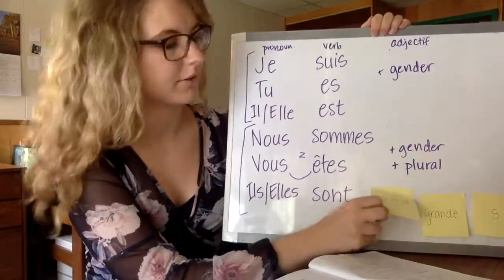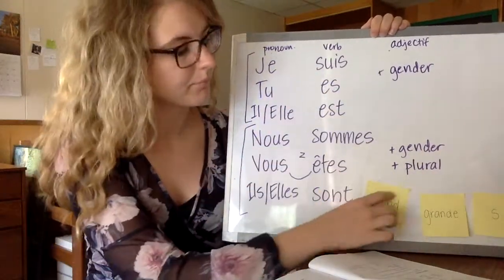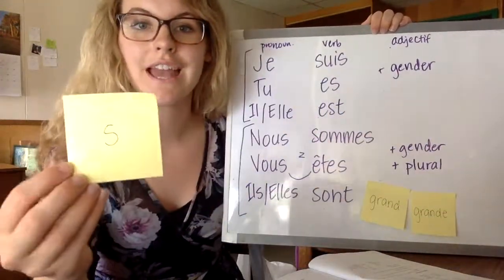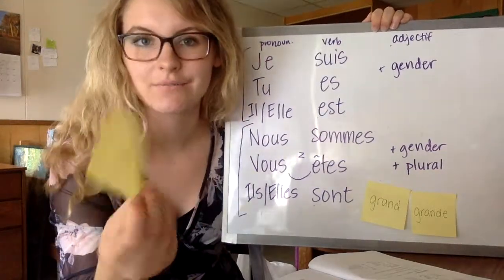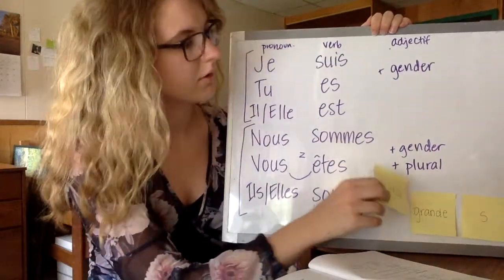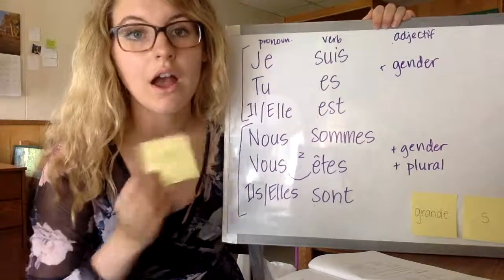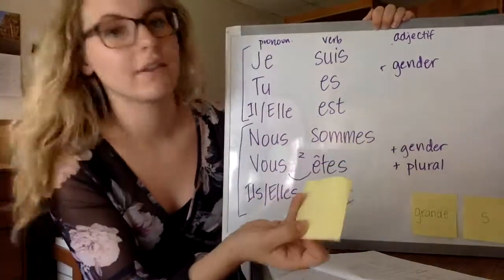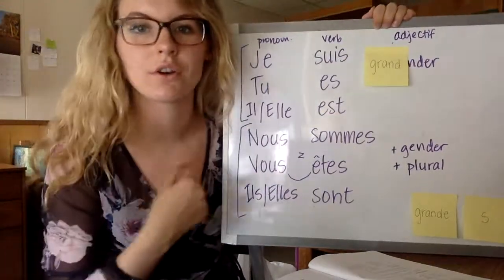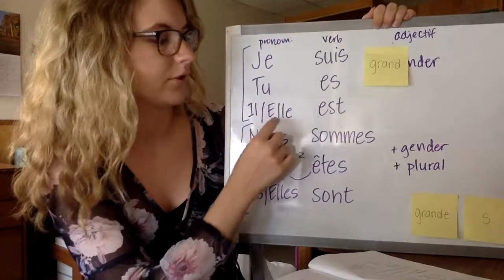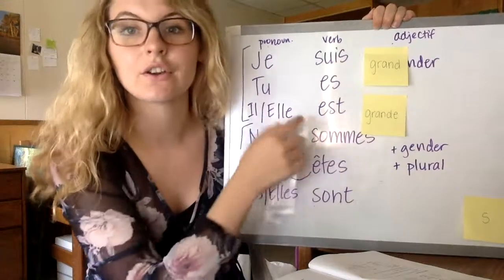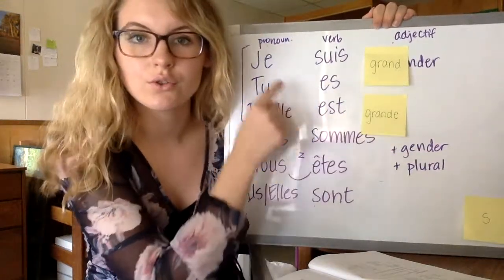So we have three things down here. We have grand, we have grande, and we have the letter S, which in French, written down, signifies the plural, right? So, say for example, I want to say je suis grand. I wouldn't say that because I'm female, I identify as female, but someone could say je suis grand, right? Je suis grand, or tu es grand, or il est grand. Or, if they're female, you could say elle est grande, tu es grande, je suis grande.